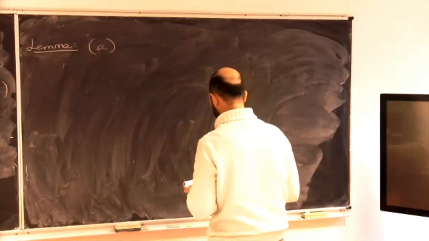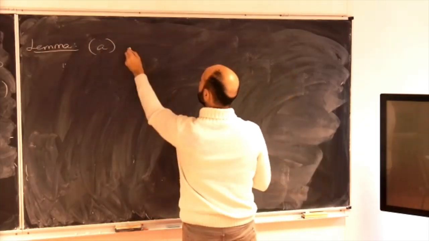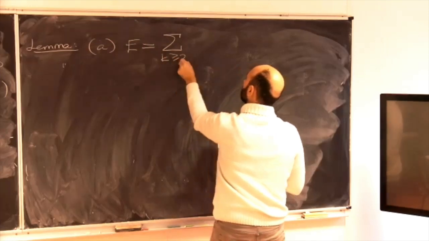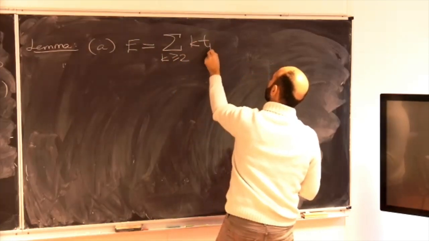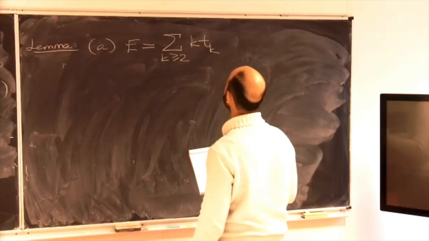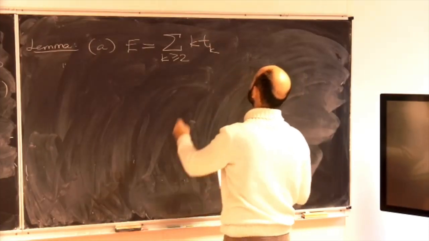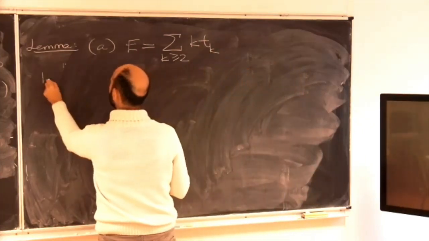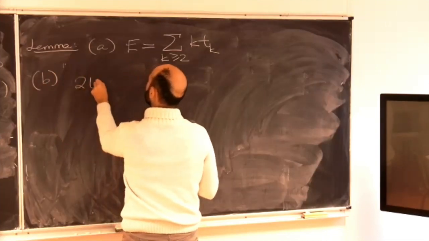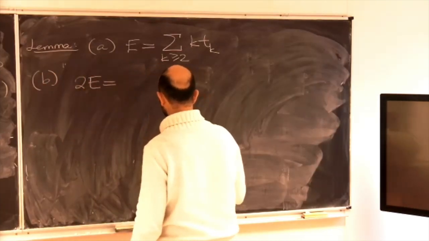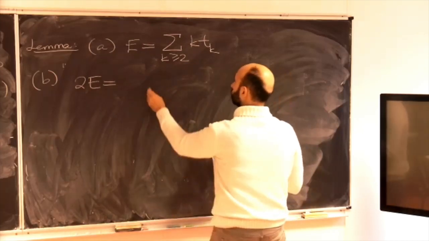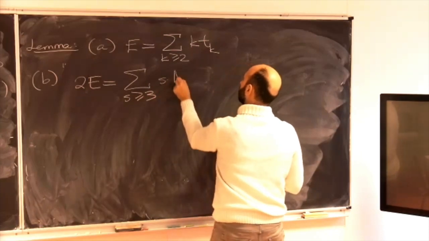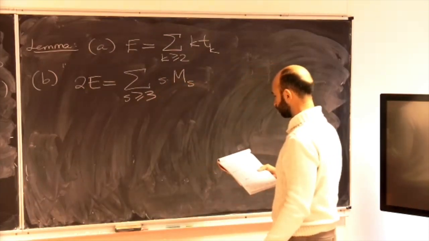A, the number of edges is equal to the sum of k times tk. In part B, two times E is equal to the sum of s times ms.